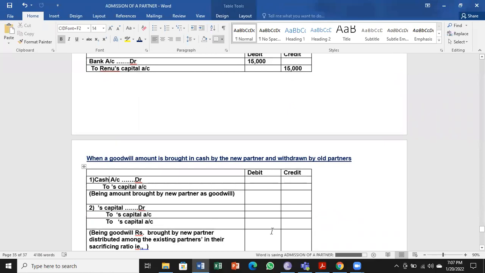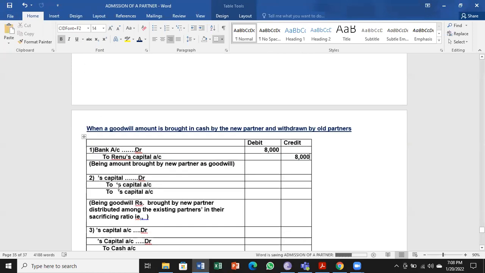So here I'll go for first entry. Similar to the capital entry, bank account debtor to new partner's name, Renu's capital account, goodwill amount 8,000 rupees, first entry. Second entry, goodwill to be divided among old partners. So Renu's capital is credit in the previous entry. Here Renu's capital will be debit. That is an easy indicator for you.